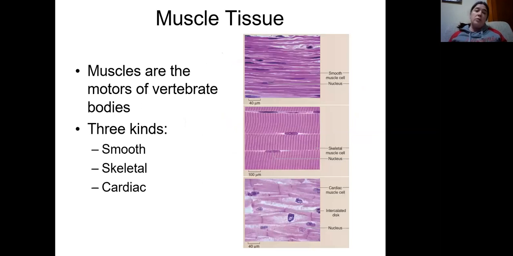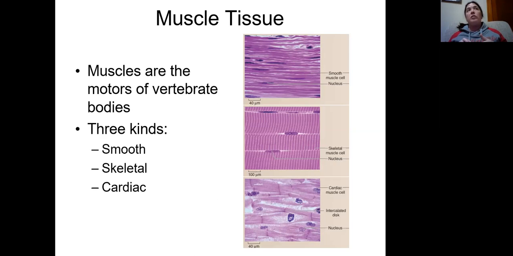Muscle tissue, of course, is the tissue that allows vertebrates to move. It's contractile, so that means that we can shorten it, and it's usually attached to our bones, which is what allows us to move. There are three major types of muscle tissue: smooth muscle, skeletal muscle, and cardiac muscle.